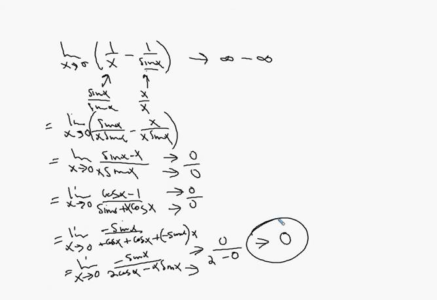And we're done. So infinity minus infinity this time does turn out to converge to 0. But of course that doesn't always happen. That's why it's indeterminate. There you go.